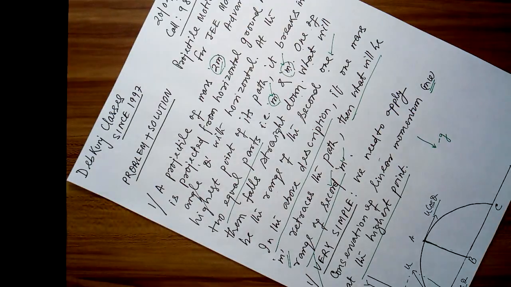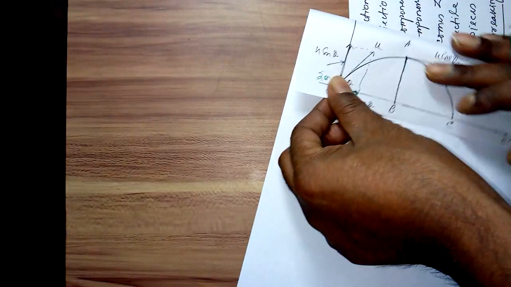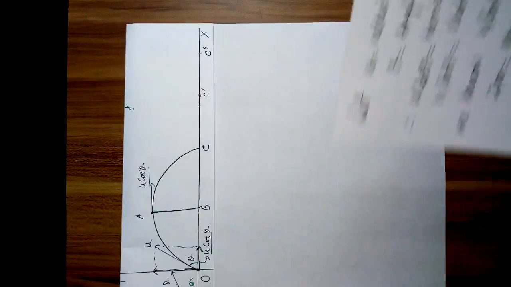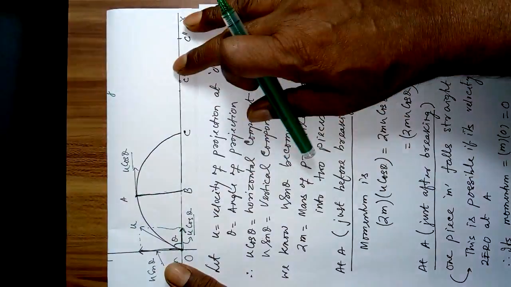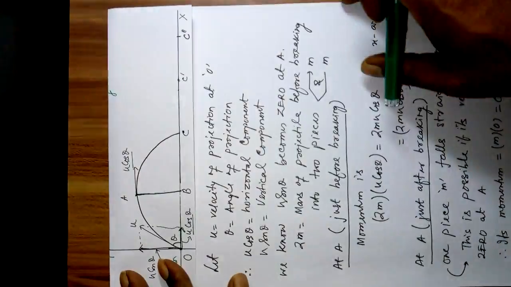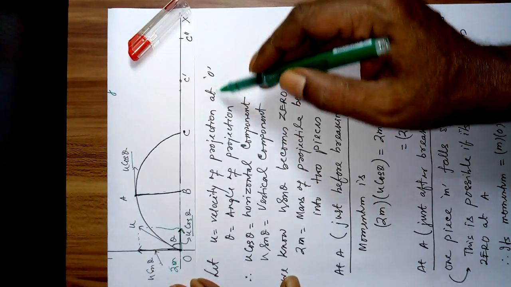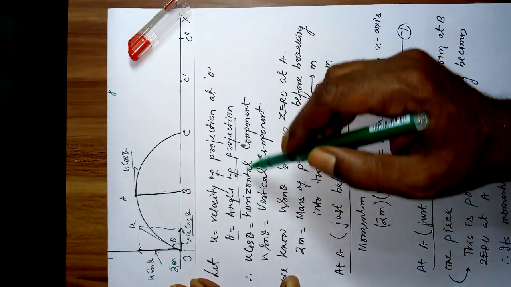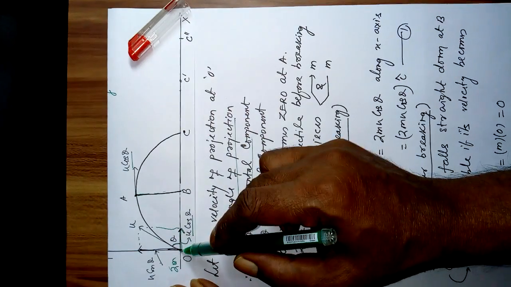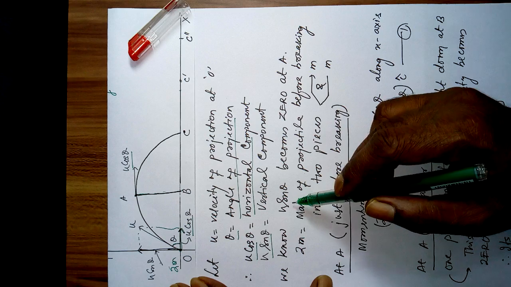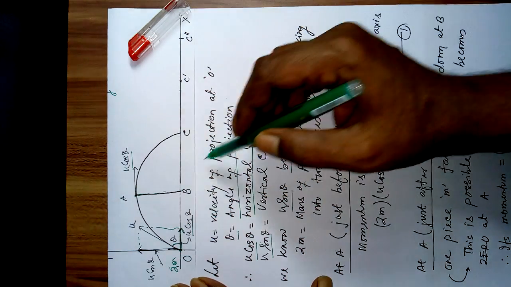Now the analysis part of it. Let me explain to you. Let us use the velocity of projection at O, u, angle of projection at O, theta, u cos theta the horizontal component, that is this much, u sin theta the vertical component, that is this one. We know u sin theta becomes 0 at A here.